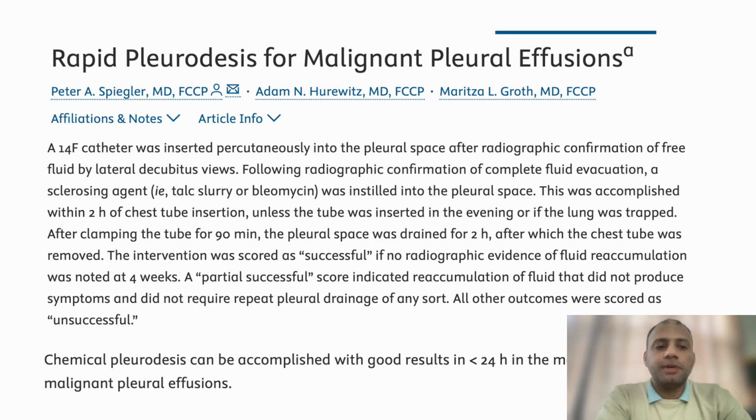So this is from Spiegler et al. A 14 French catheter was inserted percutaneously into the pleural space after radiographic confirmation of free fluid, and after complete evacuation, the sclerosing agent was used. They used pleural manometry to ensure that the patient does not develop re-expansion pulmonary edema after the rapid evacuation. Whereas if the pleural pressure was more than -20, the tube was clamped and the rapid pleurodesis was postponed.